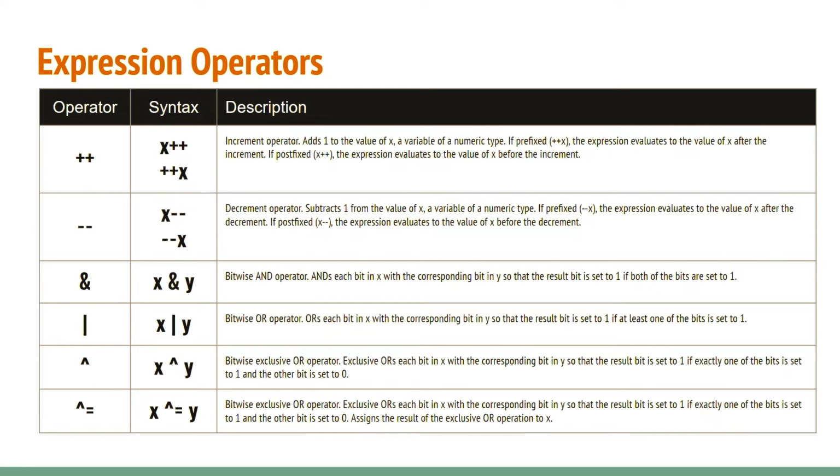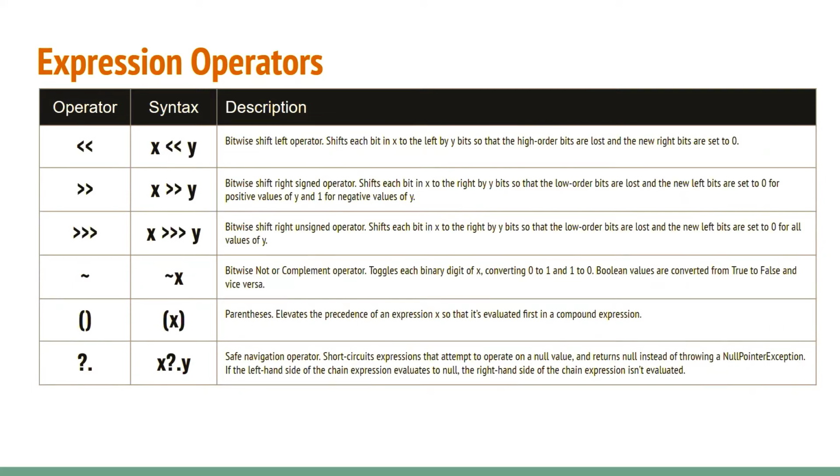Then we have the increment operator, which we are very aware of. Post increment, pre increment, then post decrement and pre decrement operators. Then we have bitwise AND operator, bitwise OR operator. Then we have bitwise exclusive OR operator and bitwise exclusive OR operator with equality or assignment. Then we have bitwise shift left operator, bitwise shift right signed operator, bitwise shift right unsigned operator, bitwise NOT or complement operator that will negate the values down.